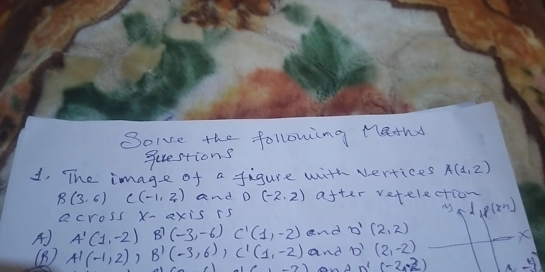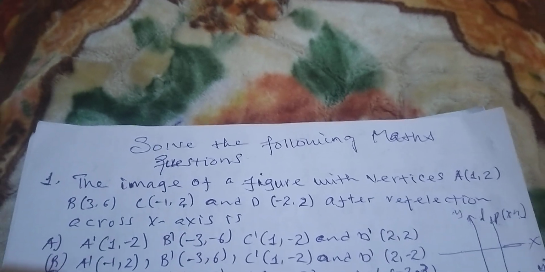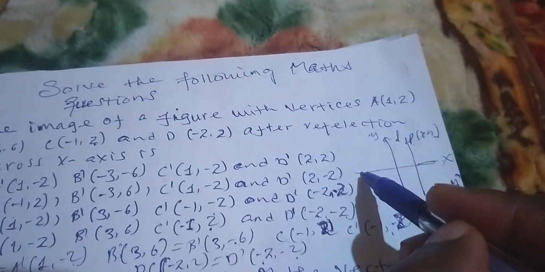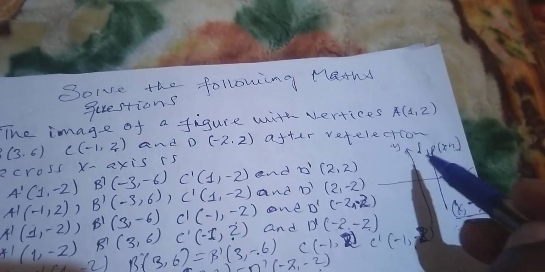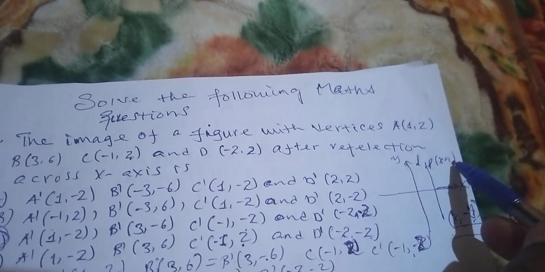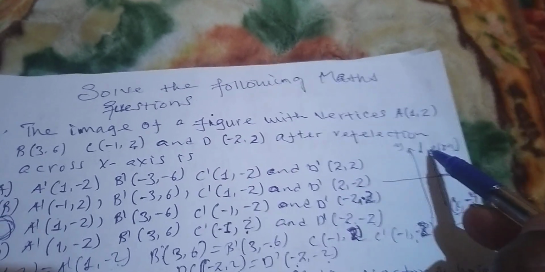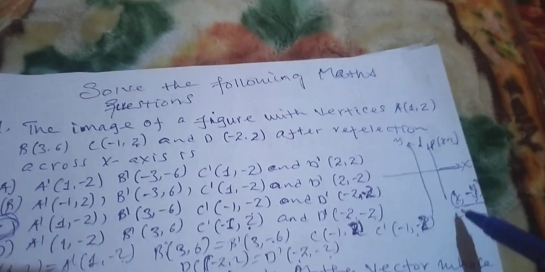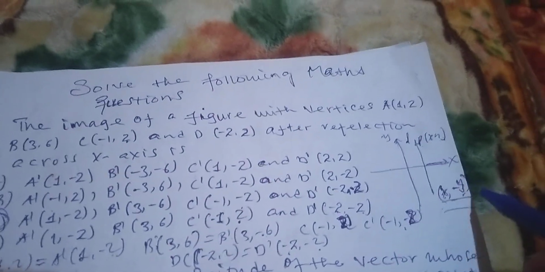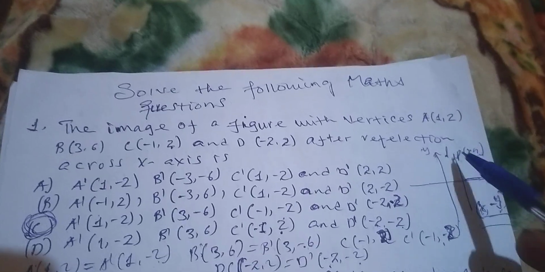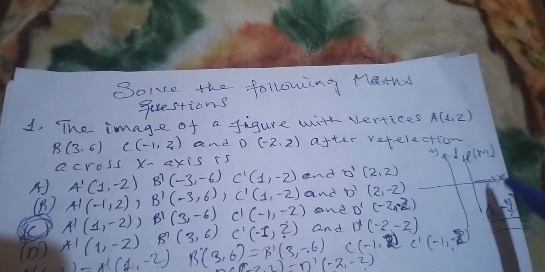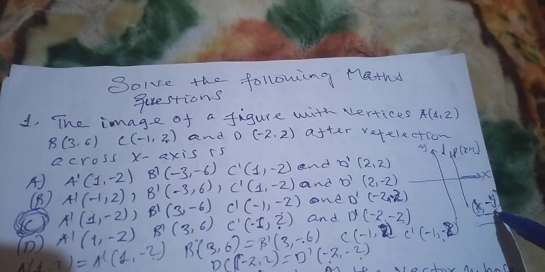So how do you find the image? How can I find the image of these vertices? Look at the graph. If point (x, y) is reflected along the x-axis, meaning on the line y equal to 0, the result will be (x, -y). That means if a point is reflected on the x-axis, x is unchanged, only the sign of y is changed.